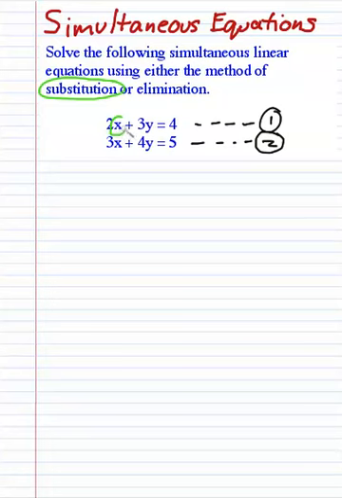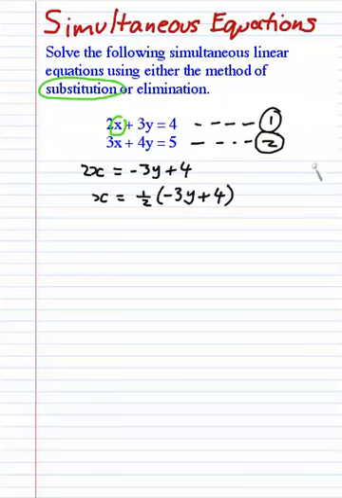Let's try and rewrite equation 1 to make x the subject. So how do we do that? Well, firstly, let's subtract 3y from both sides of the equation. And then let's divide everything by 2. And a way of writing that is perhaps just a half of minus 3y plus 4. Okay. So what we've done is we've made x the subject of equation 1.